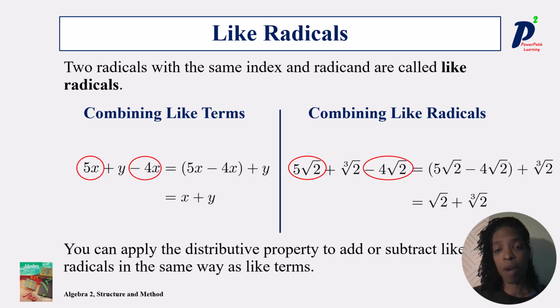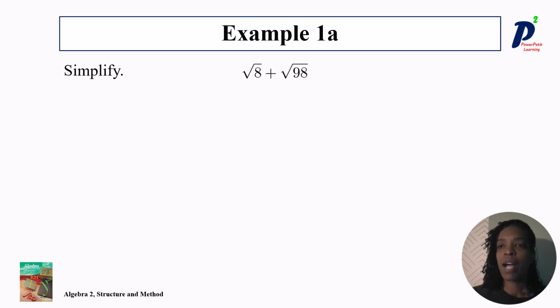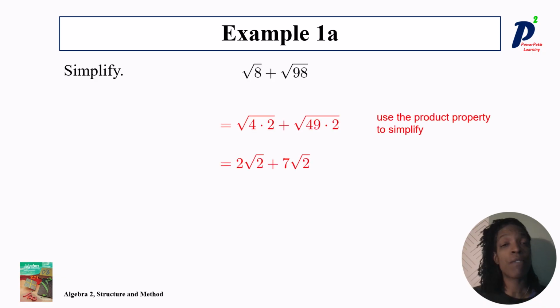We can apply the distributive property to add or subtract like terms with radicals in the same way as other like terms with x's and y's. We're asked to simplify the square root of 8 plus the square root of 98. Remember, you can pause the video and restart when you're ready. First, I write my numbers under the radical as a perfect square times another factor in order to use the product property to simplify. Next, I'm going to combine my like radicals. 2 plus 7 gives me 9 radical 2, and my final answer is 9 rad 2.